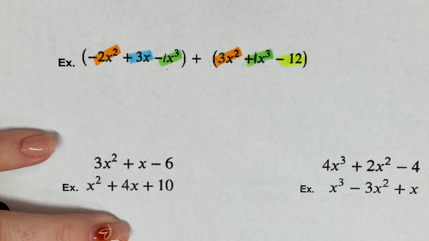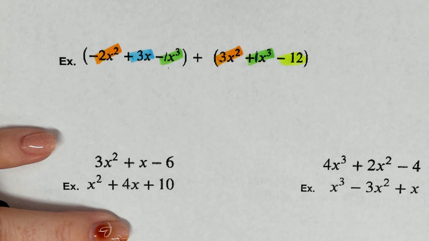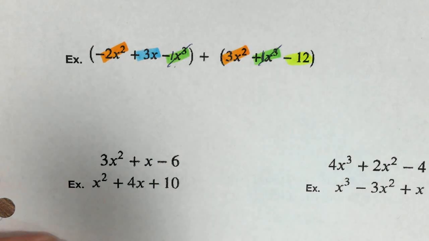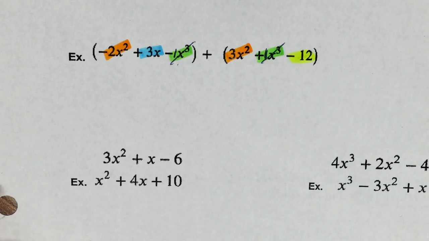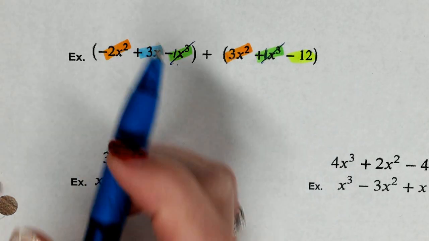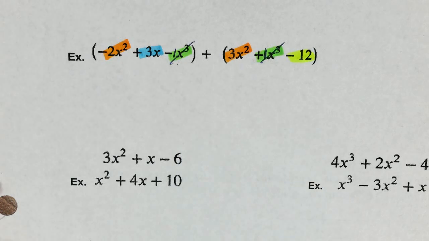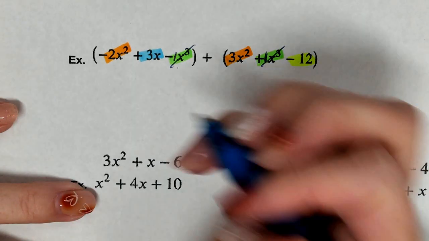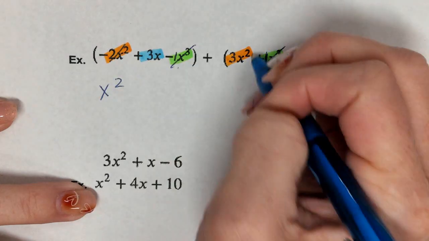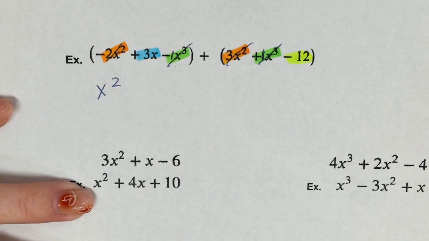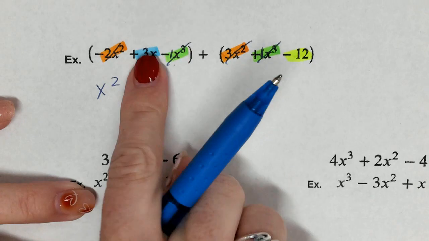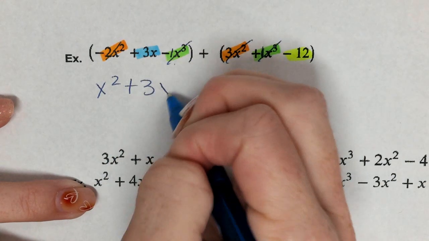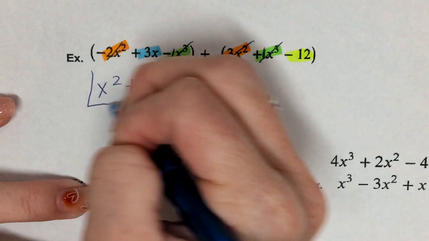What am I left with? 0. 0x cubed. So I have none. Do I even write it? No. So I'm just going to mark out that I handled it. I'm now going to do the x squared. So I have negative 2 plus 3. 1x squared. Do I need to write the coefficient 1? I can just write x squared and mark out that I did it. Now I'm going to do which one of these based on degree? 3x. So plus 3x and then minus 12.